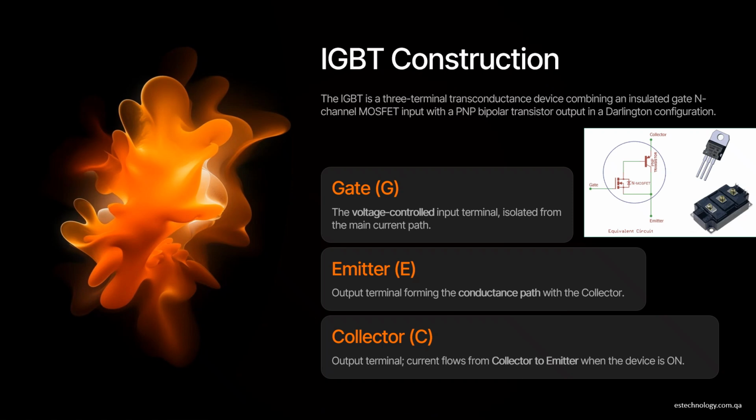Gate, G. The voltage-controlled input terminal, isolated from the main current path. Emitter, E. Output terminal forming the conductance path with the collector. Collector, C. Output terminal; current flows from collector to emitter when the device is on.